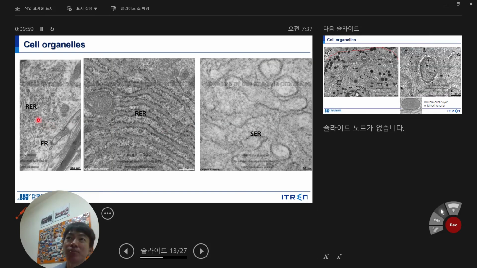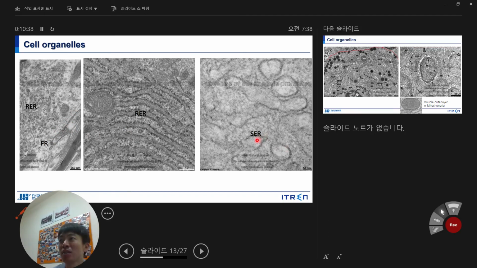And then, this is a rough ER. There are little dots. At high magnification of the ER, you can see dots. These are ribosomes, so we can say this is rough ER. And what is that? This is the mitochondria. They have this kind of structure, and you can see two layers. That's mitochondria. And when you look at this one, they have some free ribosomes. They don't have this kind of dots here. Okay.